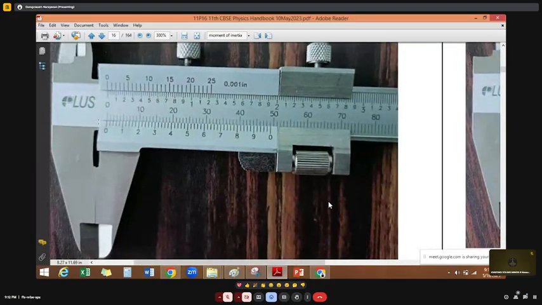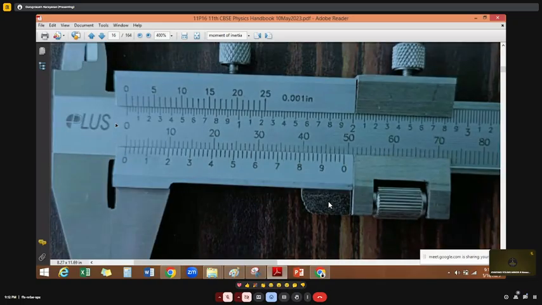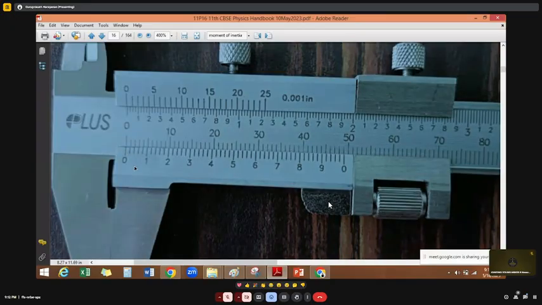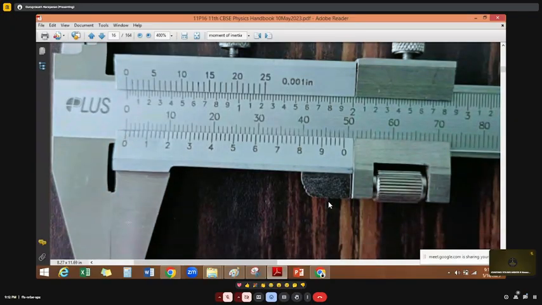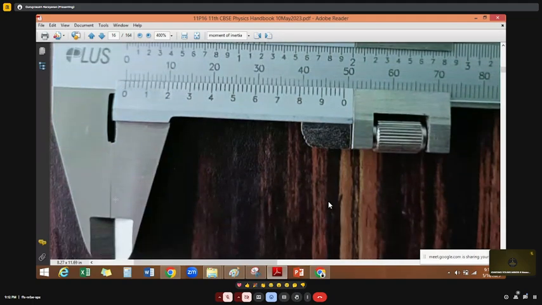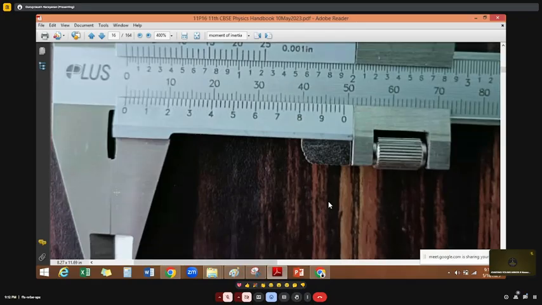Look at this. The zero of the vernier should match with the zero of the main scale. Can you see that? When the jaws are touching each other, because you don't have anything here, it has to be zero. But if you don't get this zero, if this was moved one division this way, we will call this zero error. Okay, so that is what your zero error is.